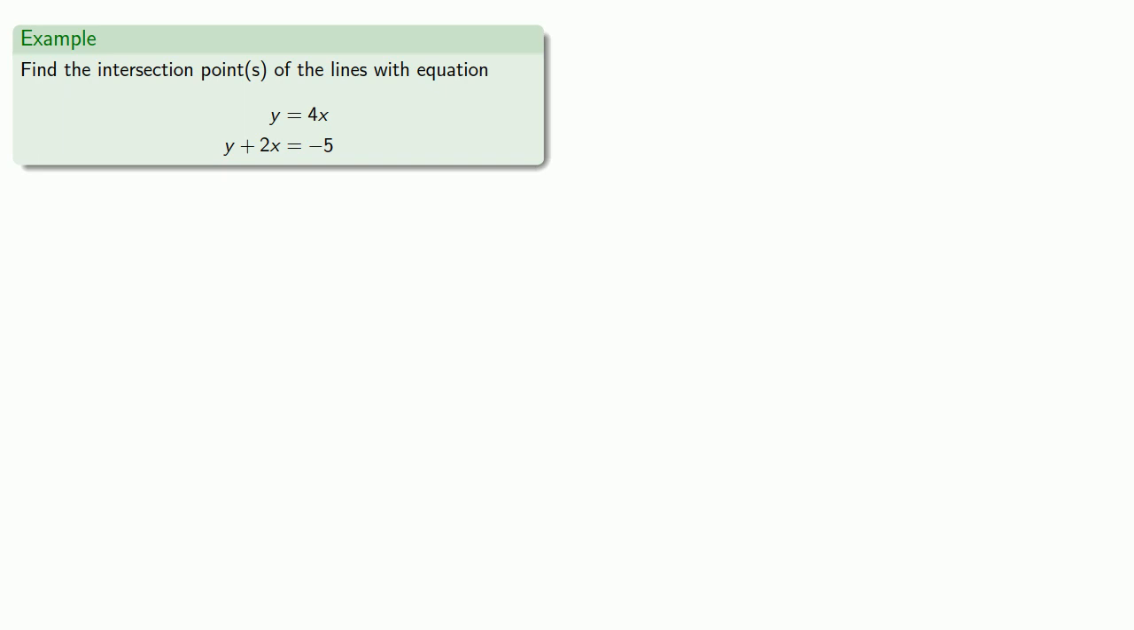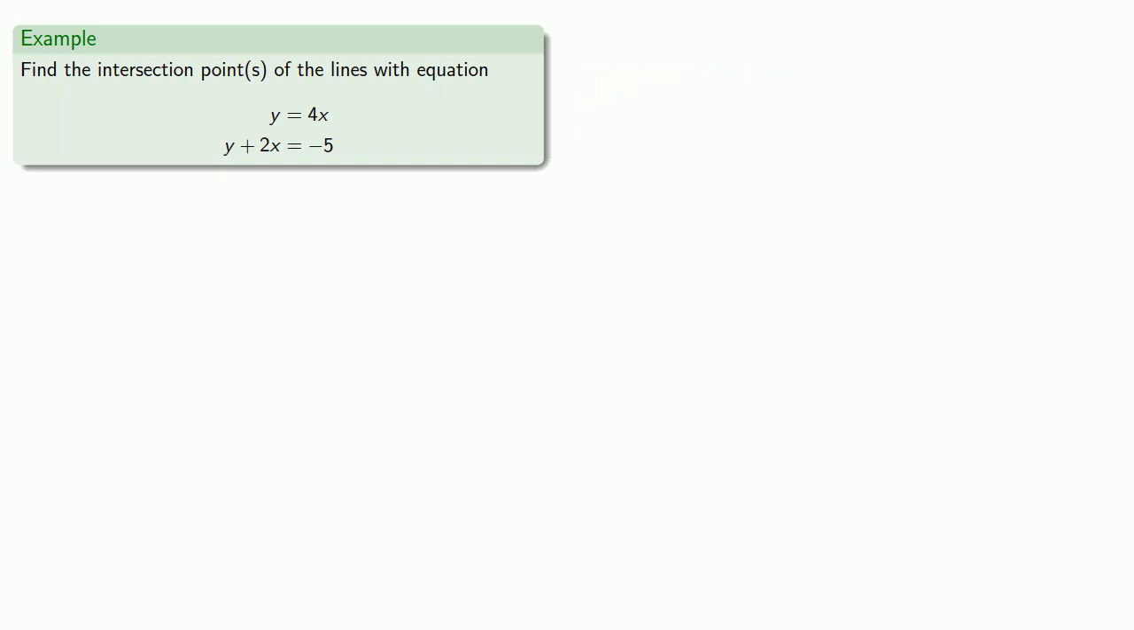So let's try to find the intersection point of the lines with the equations y equals 4x and y plus 2x equals negative 5. Even though this is a geometric question to find the intersection points, because we have the algebraic equations for the two lines, we should try to find this intersection point algebraically by solving the system of equations.